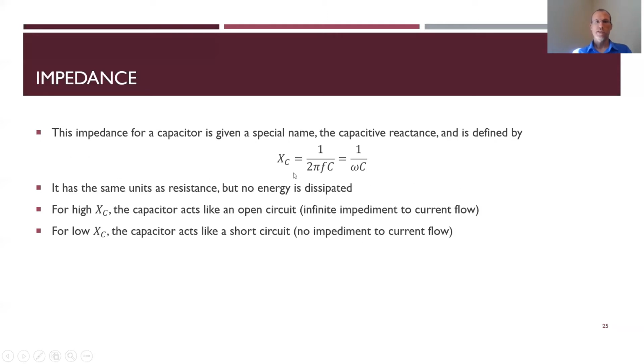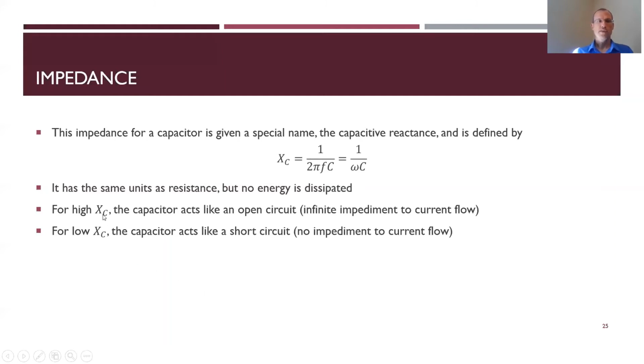So this impedance is given a special name called the capacitive reactance. So XC is my capacitive reactance. It's 1 over omega c, or 1 over 2 pi frequency in hertz times the capacitance. Again, this is kind of like resistance, but the difference is that no energy is dissipated. So if I put a current and a voltage through a resistor, it heats up, it takes away that energy. In the capacitor, it doesn't necessarily take away that energy, but it does act as kind of like a resistance for the current, so it will lower the current by a certain amount.